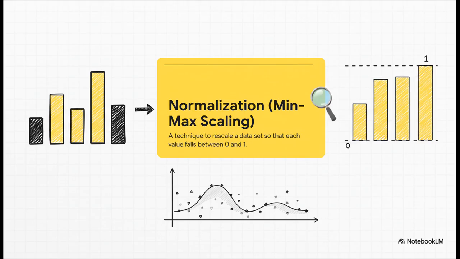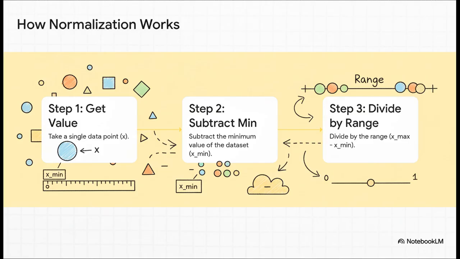Your absolute smallest value becomes a 0, your absolute biggest becomes a 1, and everything else just falls in line somewhere in between. So how does it actually do that? Well, it's a pretty simple little formula. For any given data point, you first subtract the minimum value of the whole data set from it. Then, you just divide that number by the range of the data, which is just the max value minus the min value. And voila, the result will always be a number between 0 and 1.